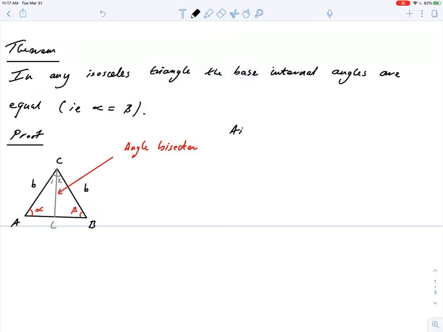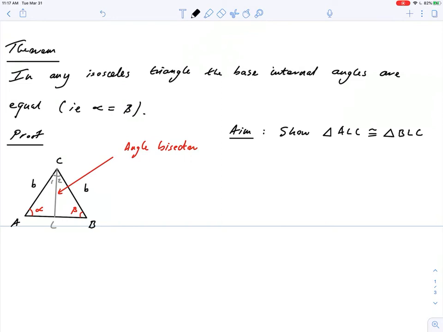Kind of the aim is to show, well, really we need to show my two triangles. So the triangle ALC is congruent to the triangle BLC. If I can do that, then I can match up the angles. It's all the same. So to do this, what are we going to do?